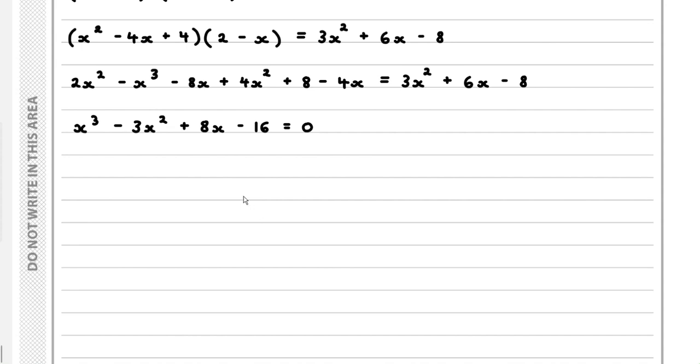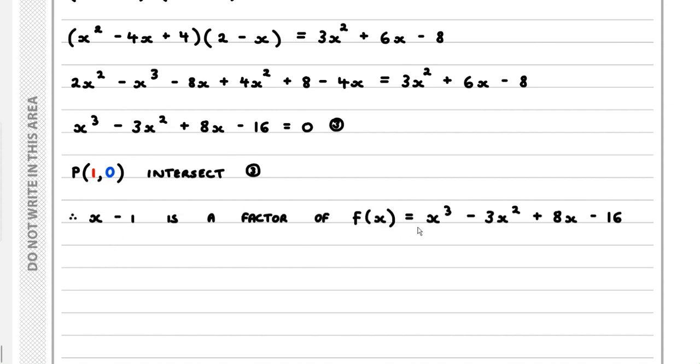So if I call this equation 3, I know that P with coordinates 1, 0 intersects 3, meaning I've got an x coordinate of 1 and a y coordinate of 0, and notice this 0 corresponds to this 0, meaning x subtract 1 is a factor of f of x equals x cubed subtract 3x squared plus 8x subtract 16. Now, what I can do is recognize then that x minus 1 multiplied by some quadratic will be equivalent to x cubed subtract 3x squared plus 8x subtract 16. Now, we can use inspection to help us find out what this quadratic factor is.